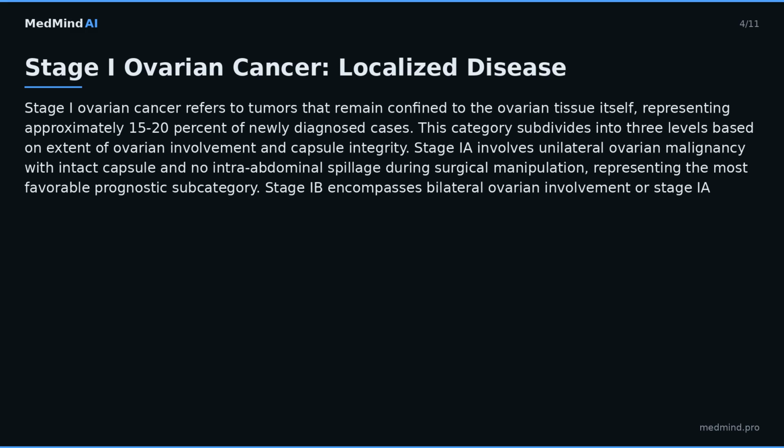Stage IC includes any stage IA or IB disease with malignant cells identified in peritoneal fluid or washings collected during surgery, suggesting microscopic dissemination despite the absence of visible metastatic disease. Patients with stage I ovarian cancer generally demonstrate substantially improved survival outcomes compared to advanced stage disease, particularly when tumors are grade 1 or grade 2 differentiation. The distinction between these substages guides decisions regarding chemotherapy administration, as stage IC patients typically require adjuvant treatment despite technically localized disease.